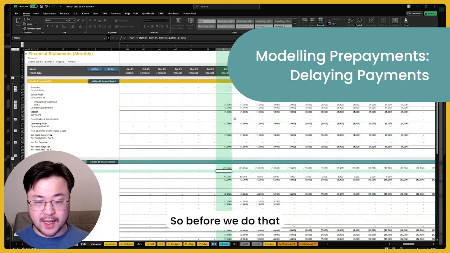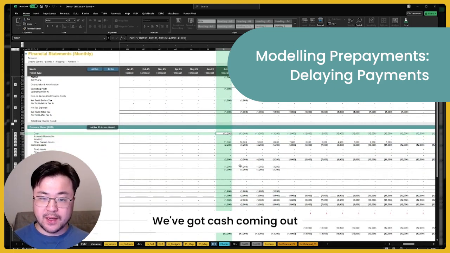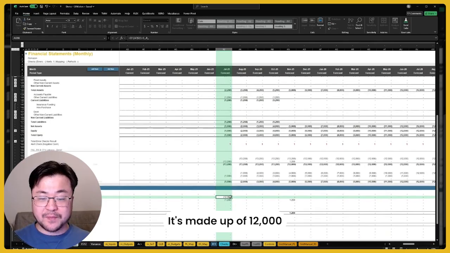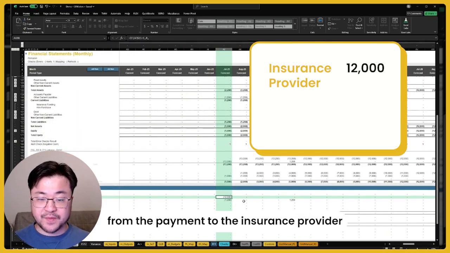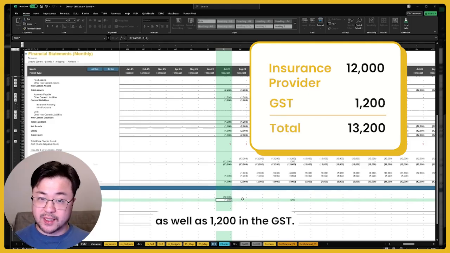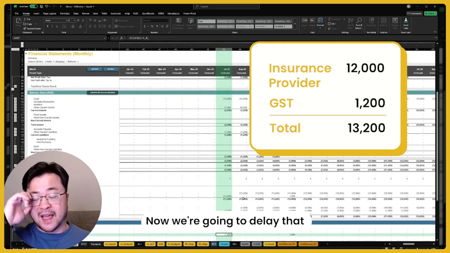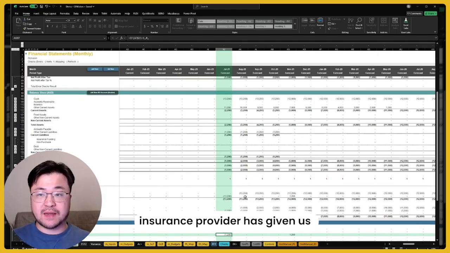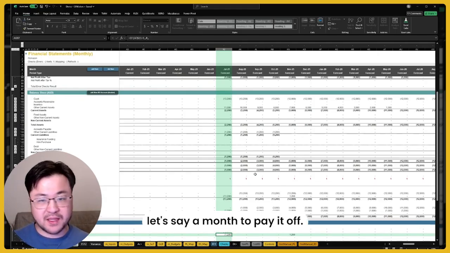So before we do that, let's just do a quick recap. We've got cash going out in July, 13,200. It's made up of 12,000 from the payment to the insurance provider, as well as 1,200 in the GST. Now, we're going to delay that, and we're going to say insurance provider has given us, let's say, a month to pay it off.